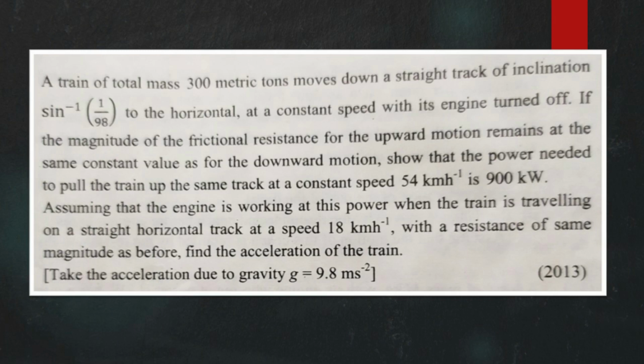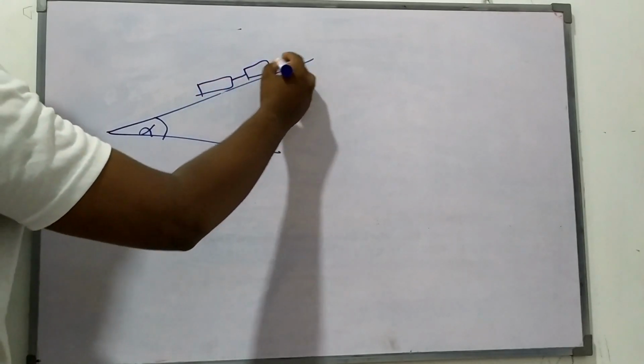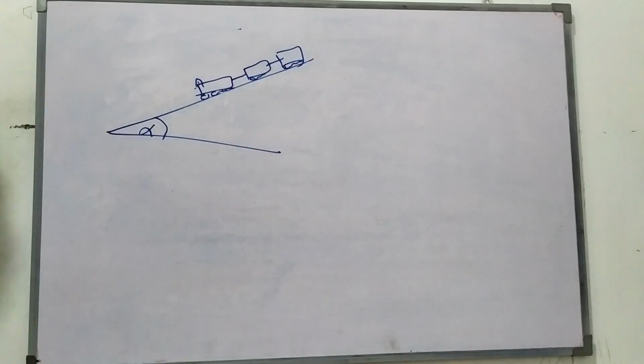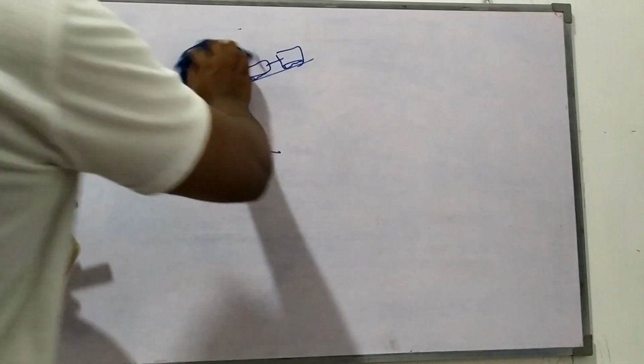Find the acceleration of the train. Take the acceleration due to gravity g equal 9.8. So we can't take the 10. Now it's 9.8 for this example. So the first thing we have to consider is the downward motion. Actually I'm just considering it on a slope, so it will be easy for now.